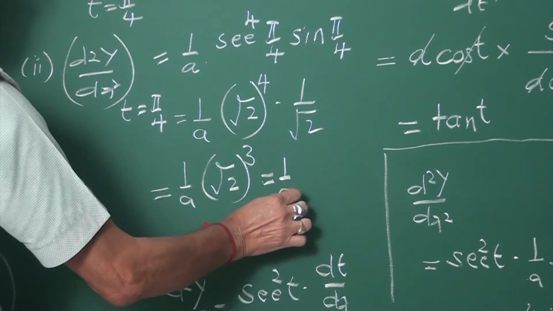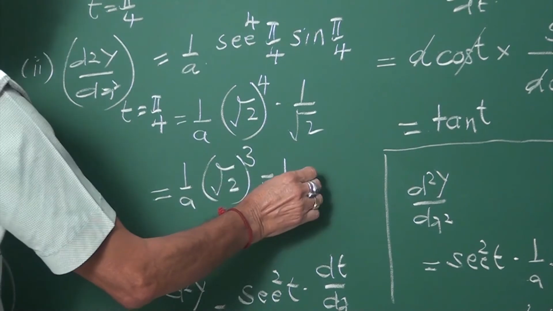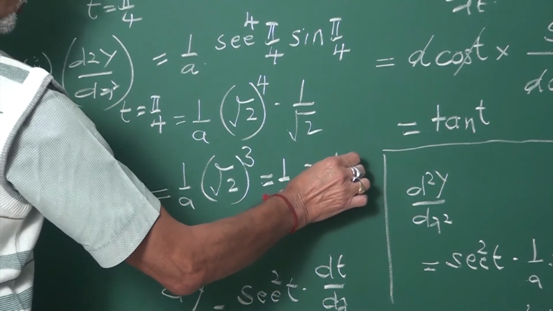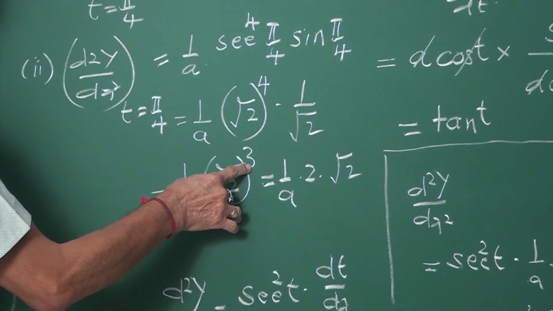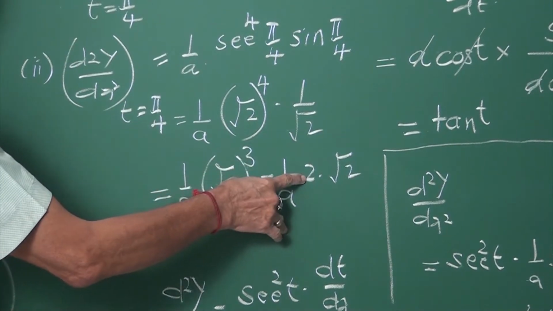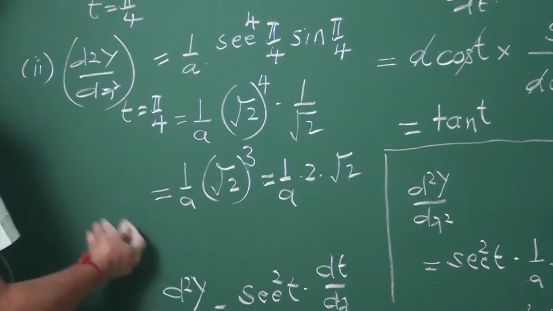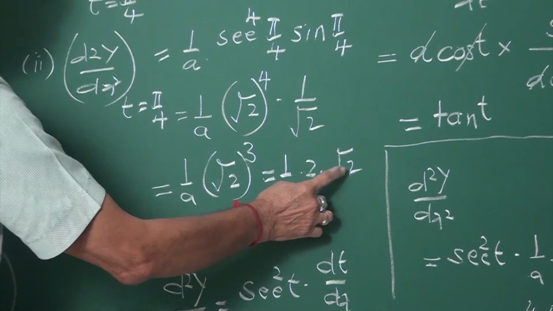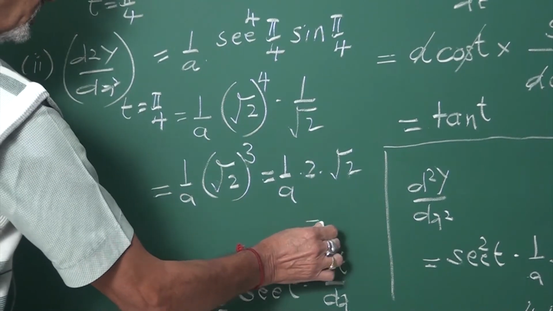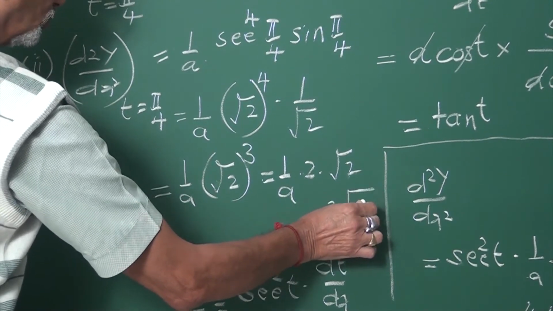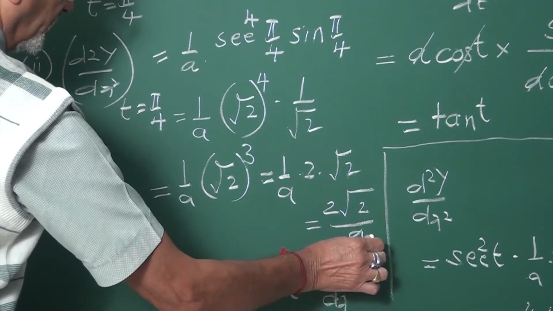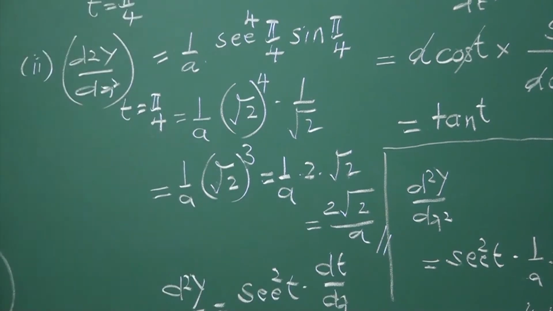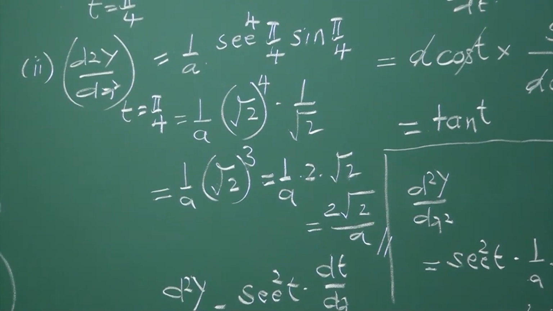It is 1 by a into root 2 the whole square, which is 2 into root 2. Root 2 to the whole square is 2 root 2. Therefore, d2y by dx2 at t equal to pi by 4 is 2 root 2 upon a, my friends. 2 root 2 upon a. This is the second derivative.